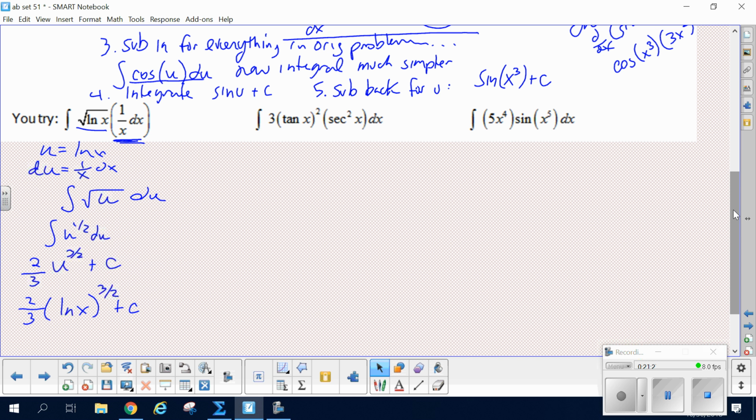This one's a little harder because it feels like there's a couple functions within the function. You should also ask yourself, which one looks like the derivative of which? That also helps.